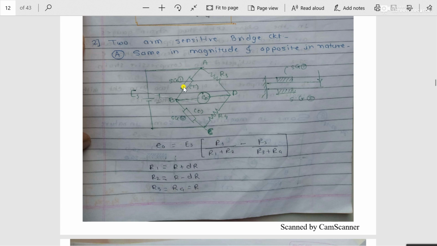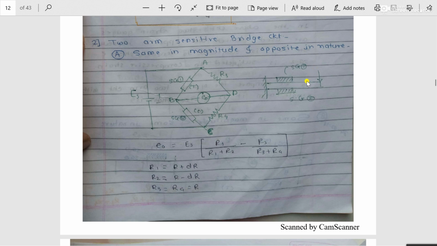Whatever strain gauges are in front of each other behave similarly, but whatever strain gauges are adjacent to each other do not behave similarly. That means here strain gauge number 1 and strain gauge number 2 are adjacent to each other. Therefore strain gauge 1 behaves in tension and strain gauge 2 behaves in compression. Therefore both strain gauges are opposite in nature. That condition is also explained by this particular application: a cantilever beam which is fixed at one end, and the other end is free.